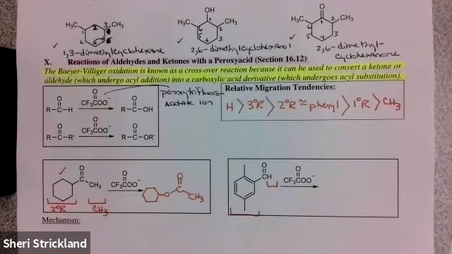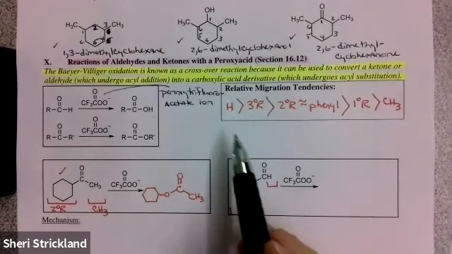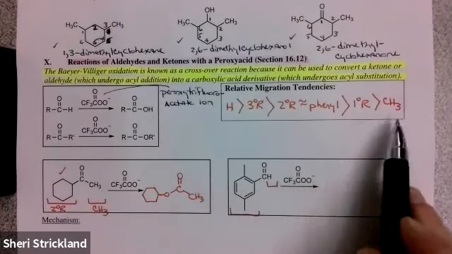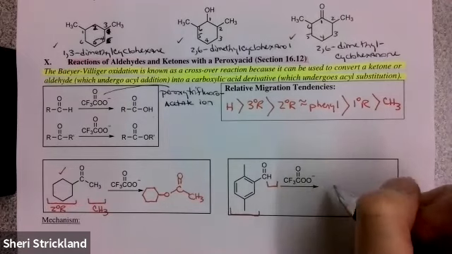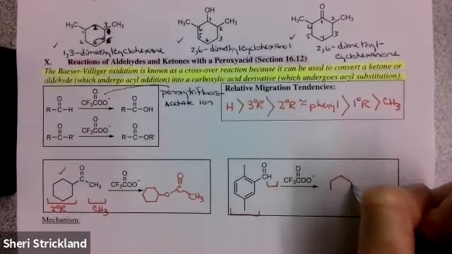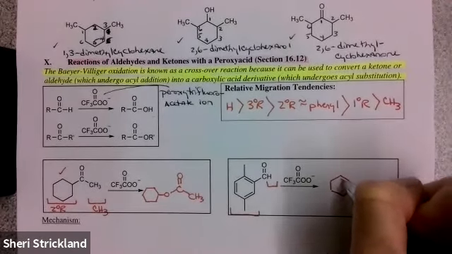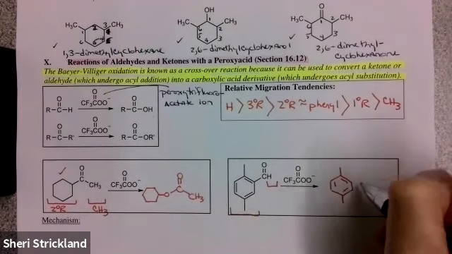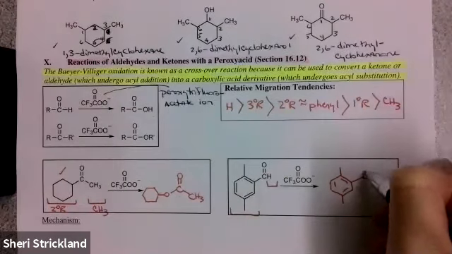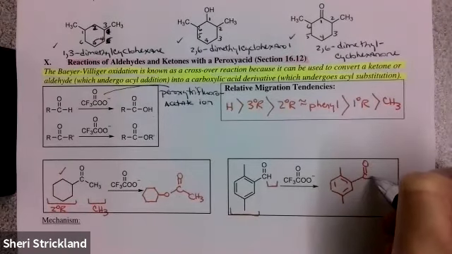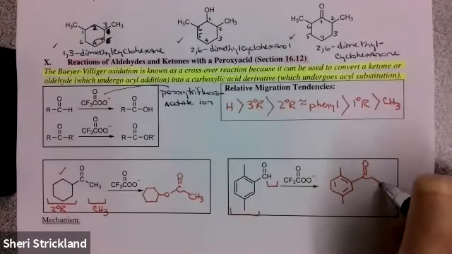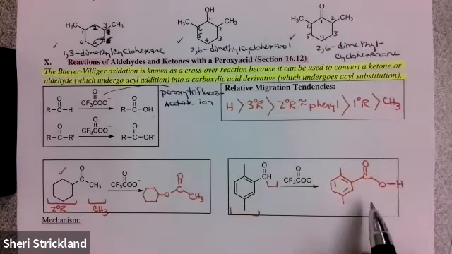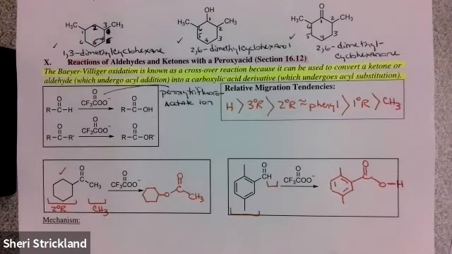Okay, welcome back. So from our relative migration tendencies, you know that the hydrogen is more likely to migrate. And this is one of those things you just have to memorize. So we know that the phenyl side is going to stay where it is because it's less likely to migrate than the hydrogen. And so it turns this aldehyde into a carboxylic acid.